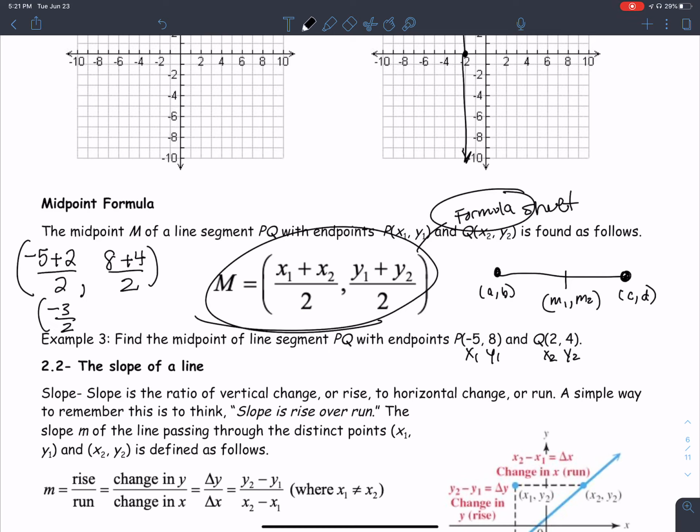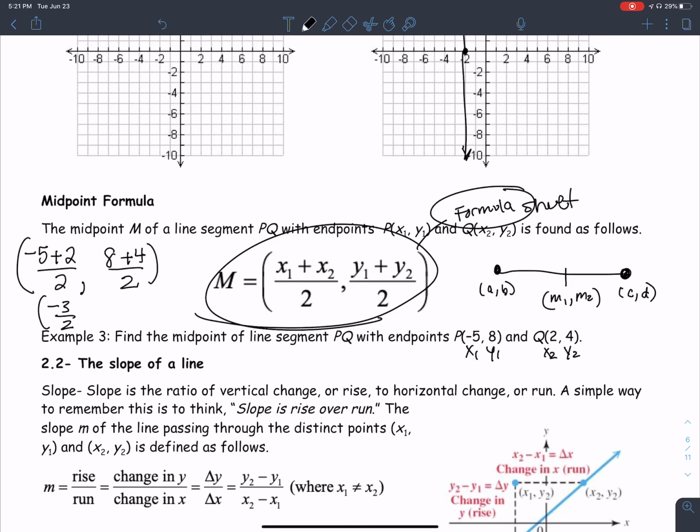If you want to change to a decimal, that's fine, but MyMathLab is going to probably have it as a fraction if it's multiple choice, and the test will too. 8 plus 4 is 12, so 12 over 2. So let's reduce that final one, so we get -3 over 2, comma, 6, okay? And that is my final answer. Okay, so that's 2.1, and then we'll talk more about slope in 2.2.